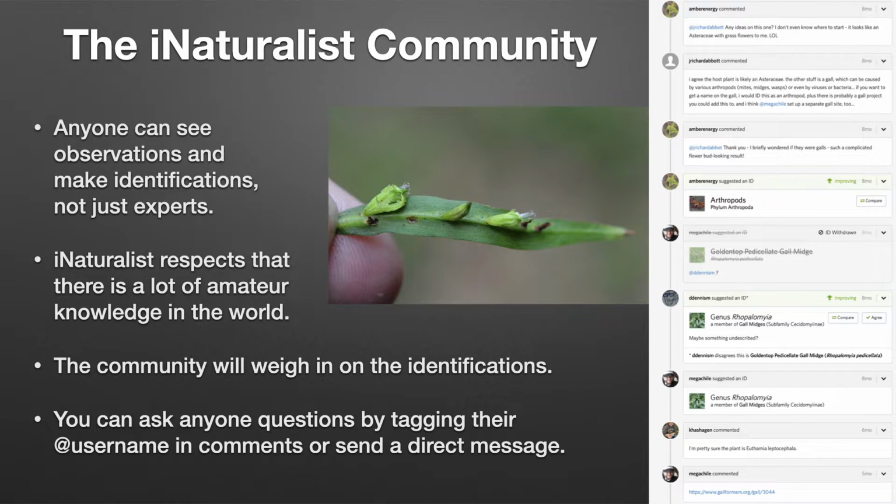The community will help provide identifications. If you have questions, you can ask someone. Just tag them with the @ symbol and their username in a comment, or you can send them a direct message. In this example, I found this strange plant with these weird little flowers coming out of the underside of the leaf. I just could not figure out what it was, and it was driving me crazy. So I tagged Richard Abbott and asked him, because I know he's a local plant expert.